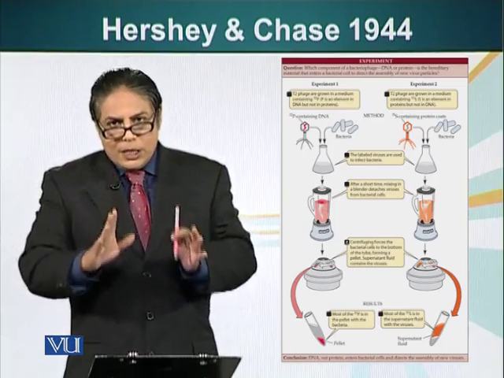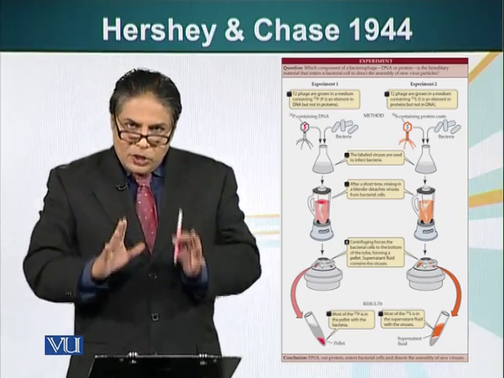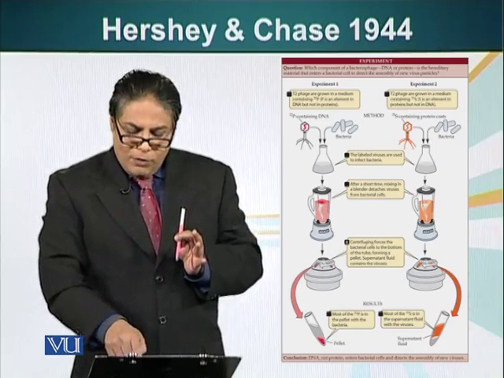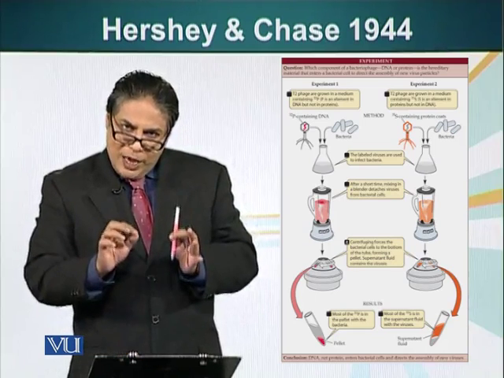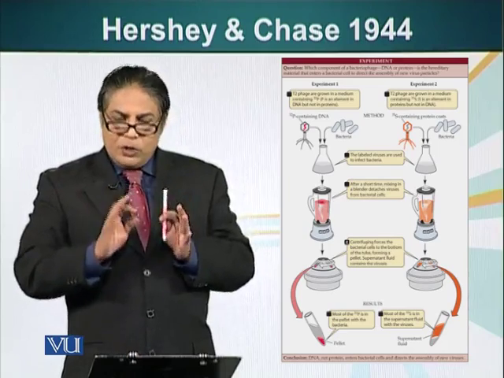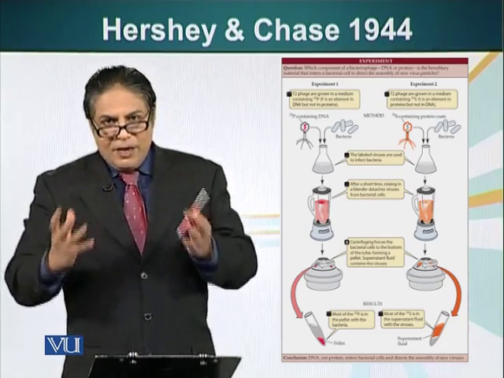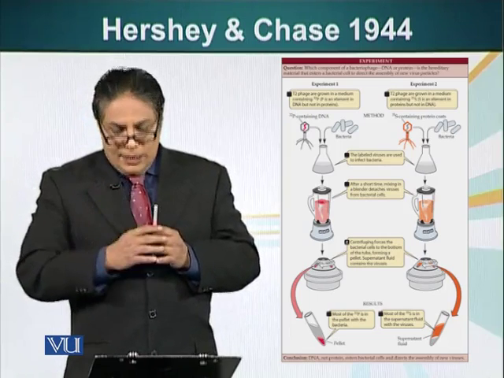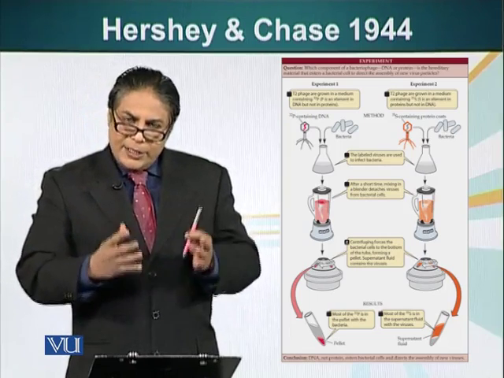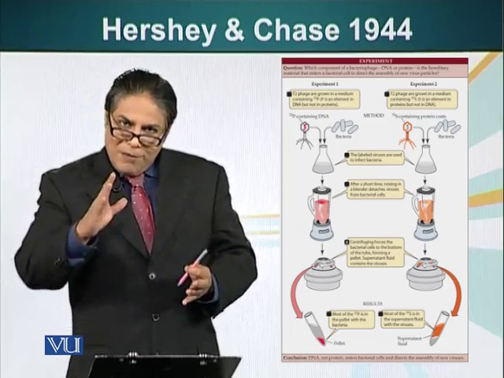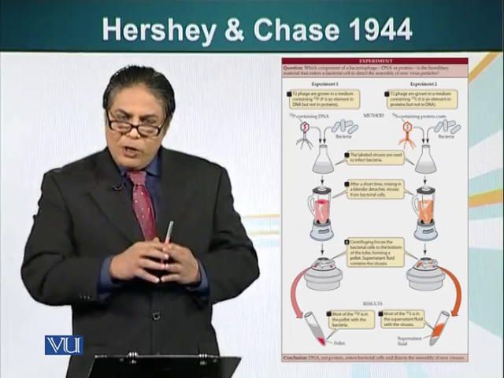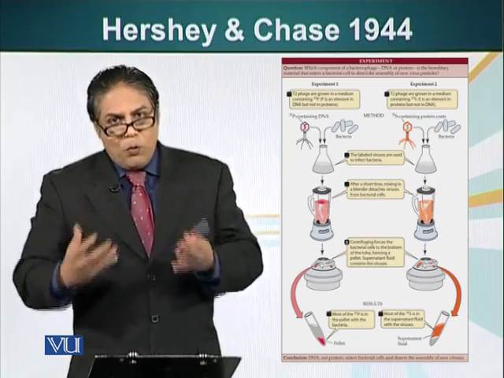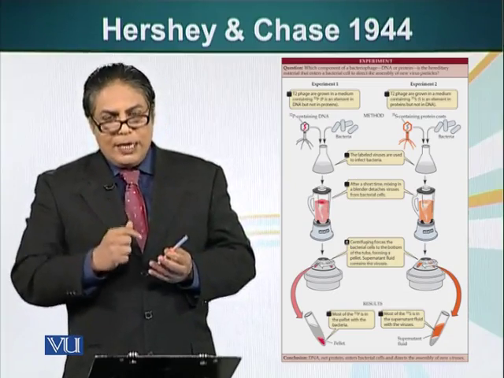So this experiment, the Alfred Hershey and Martha Chase experiment in 1944, was the experiment that conclusively convinced the scientific community that DNA is the hereditary molecule. In the next module, we will see some features of DNA. Now we have established that DNA is the hereditary molecule. There was a race to study and understand how this molecule functions. We'll talk about that in the next module.